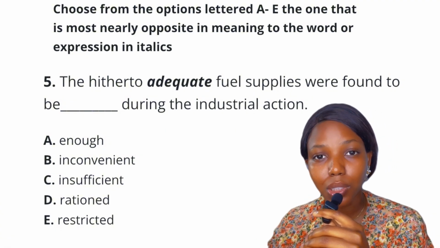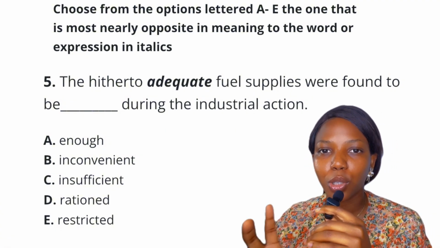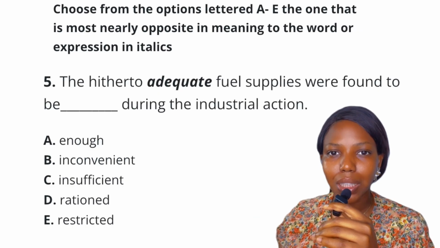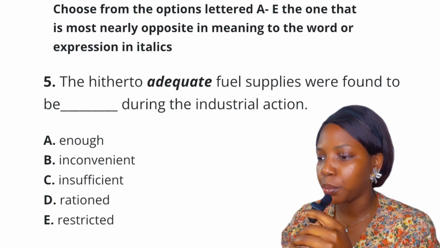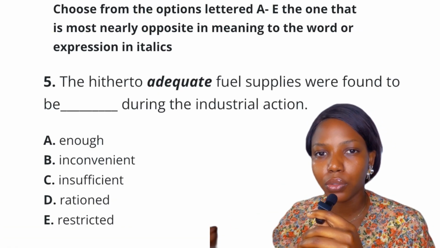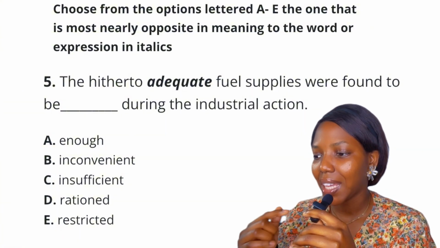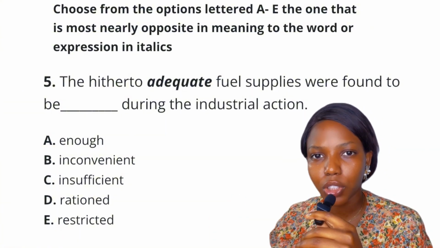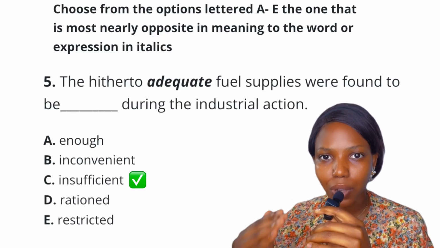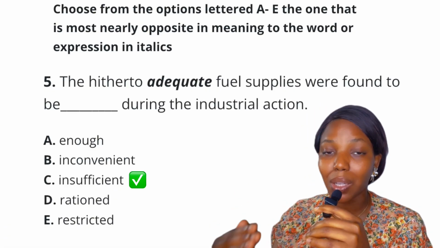So let's go to option A. Enough is synonymous. Okay, so this is not the answer to this question because we are looking for opposite in meaning. Option B, inconvenient means not convenient. Okay, so this is not related, right? We go to option C. Insufficient, not sufficient. This is the direct opposite of adequate in this context, and so this is our answer.